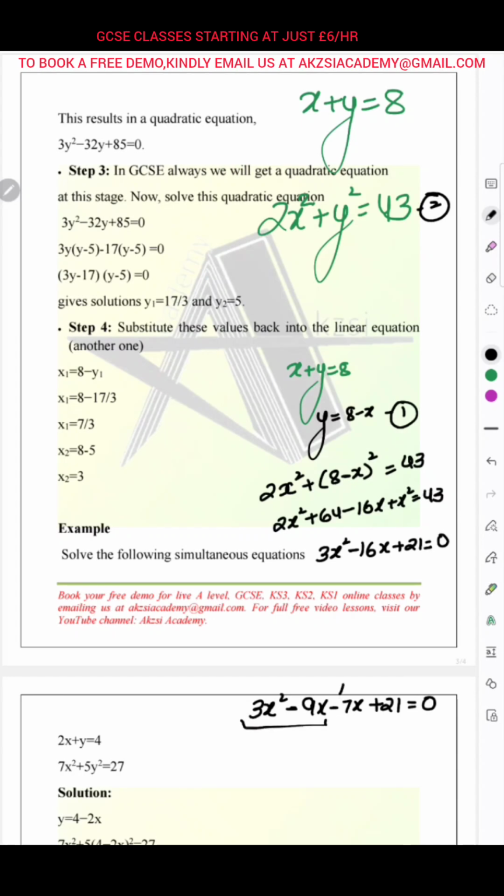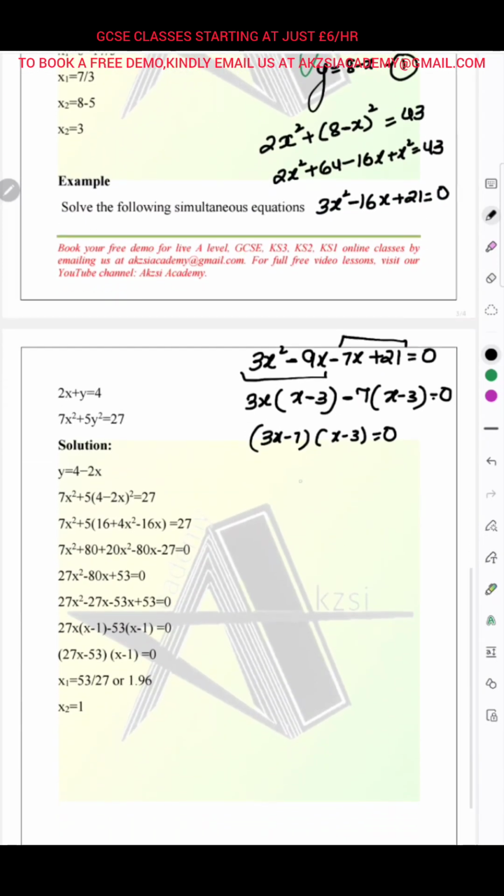Now we have to make pairs, and from the first one I can take out 3x as common, remaining is x minus 3, and from here I can take out minus 7 as common, so it's x minus 3 equals 0. Now in brackets we have 3x minus 7 times x minus 3 equals 0. So we have these two values. x1 is equal to 3 from here, and from the second I can say x2 is 7 over 3.